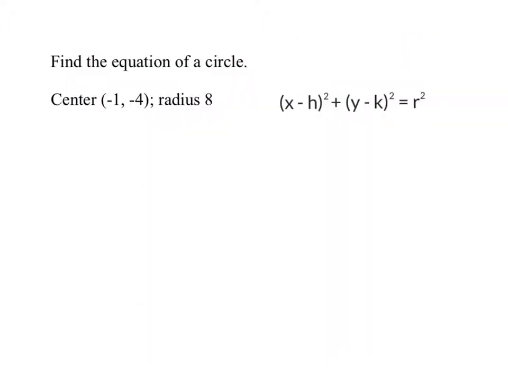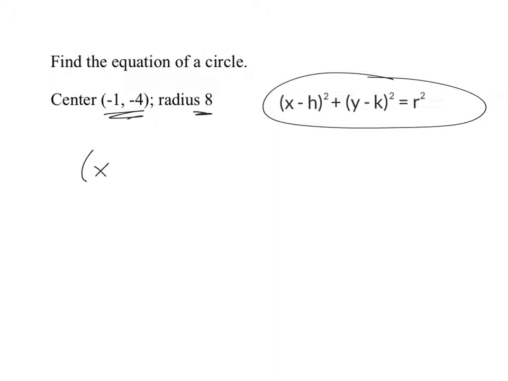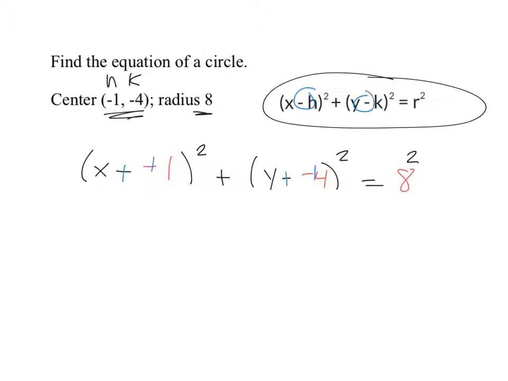Alright, the next question says find the equation of a circle with the given center and radius. So here's my center radius form. So what I'm going to do is just fill in the h and the k and the r. So this is h and that is k. So I'm going to put in negative 1 and a negative 4 and an 8 here. If you notice, the signs will change because there's a negative in the formula, right there and right there. So my formula for my circle is x plus 1 squared plus y plus 4 squared, and that's equal to 64.